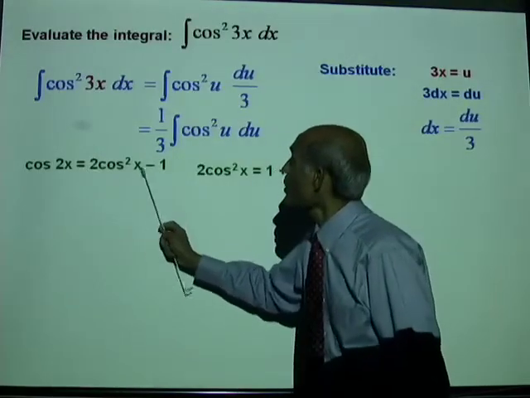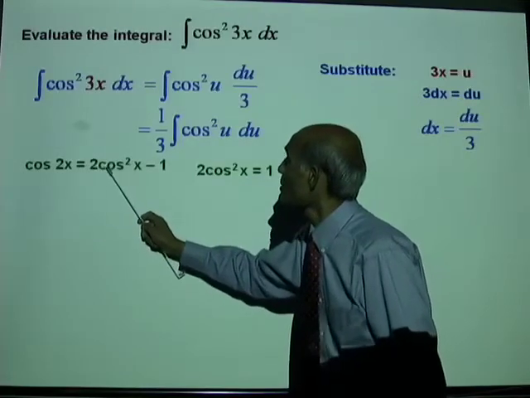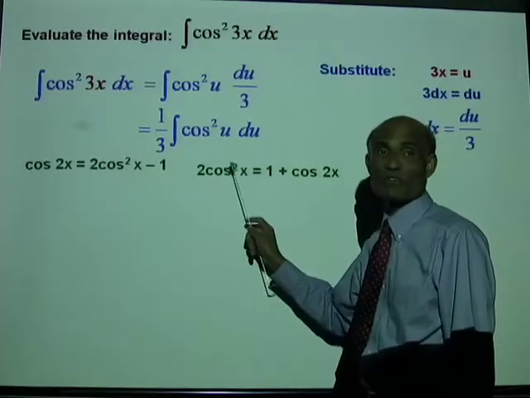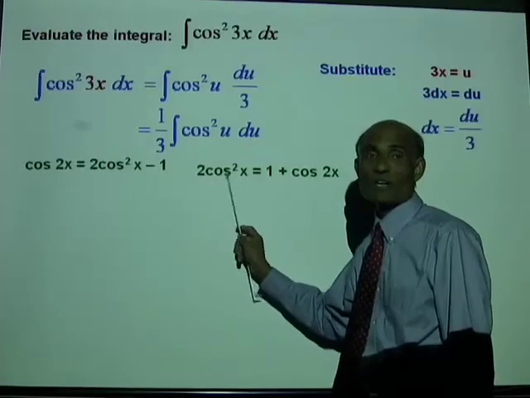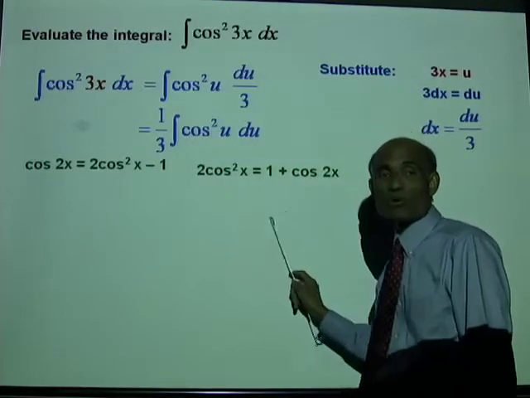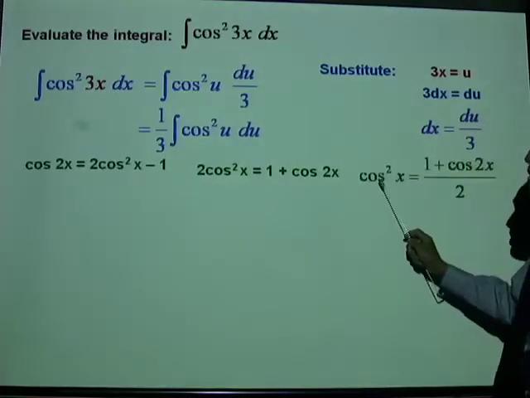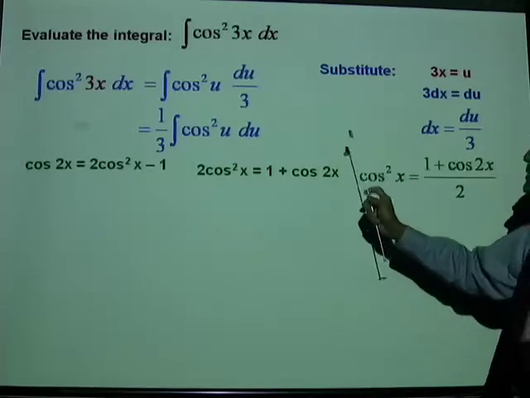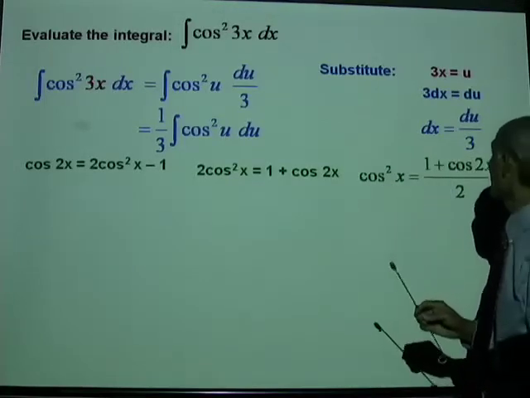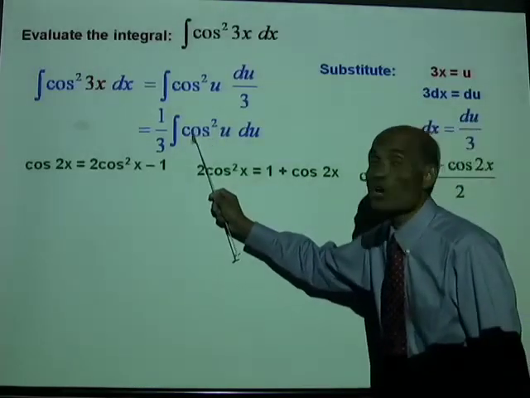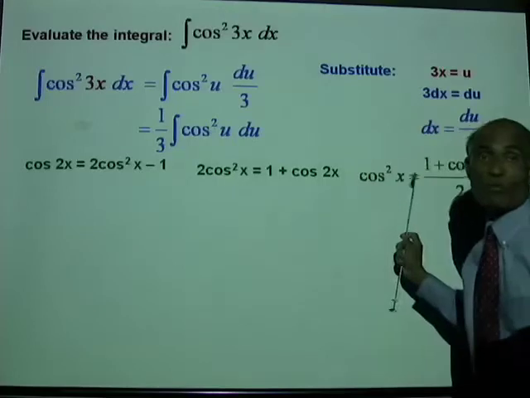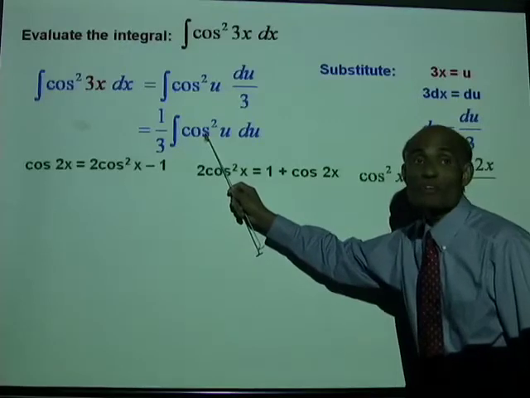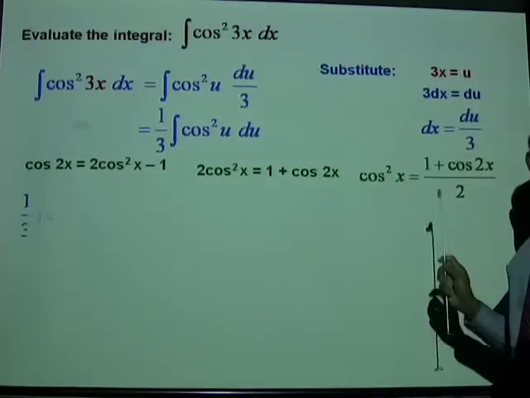Therefore, 2 cos squared x equals cos of 2x plus 1, or 1 plus cos 2x, and therefore cos squared x equals 1 plus cos 2x all divided by 2. So cos squared x is 1 plus cos of 2x divided by 2. Now, if cos squared x is 1 plus cos of 2x divided by 2, what is cos squared u? It will be 1 plus cos of 2u divided by 2. So let's write cos squared u in terms of cos of 2u.